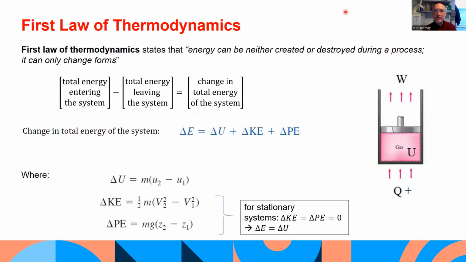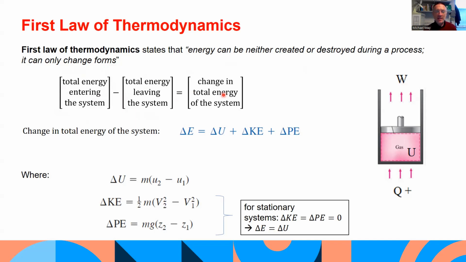So now what we're going to do is move on to the first law of thermodynamics and see how it applies to a thermodynamic system. The first law of thermodynamics states that energy can neither be created nor destroyed during a process, only change form. Expressed mathematically, the total energy entering the system minus the total energy leaving the system equals the change in energy of the system. So we're accounting for the energy somewhere. It's either coming in or going out, or it's still in the system.